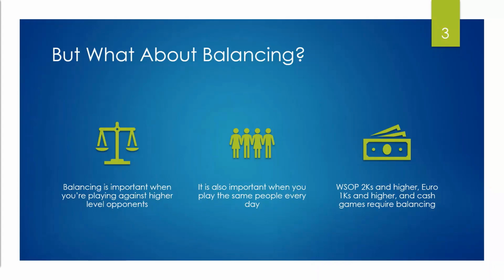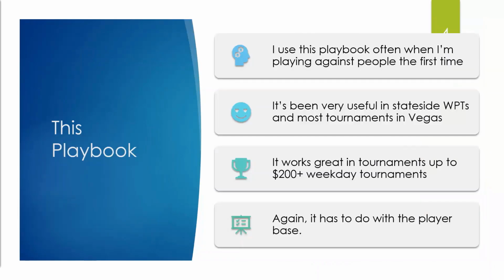But for the vast majority of people, you only get so many hands with them. It's going to be about 40 or 50. And if they've never really seen you, and that goes for cash games or tournaments as well, in those 40 or 50 hands they're going to have their way, they're going to react, and that's going to be it, and we can manipulate them. I use this playbook often when I'm playing against people the first time.